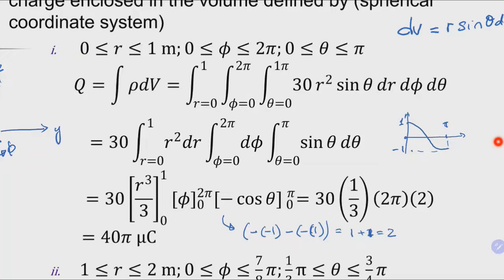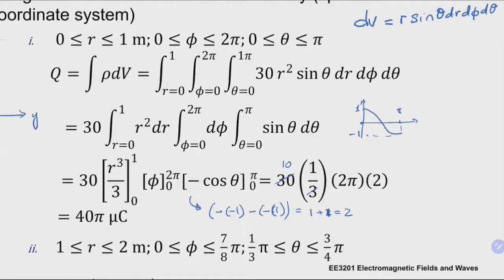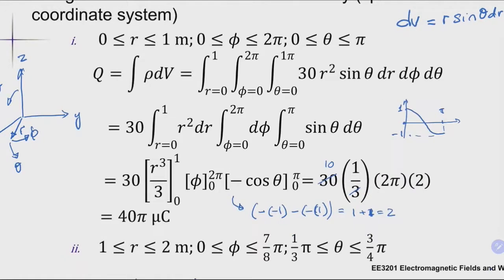And therefore 30, and 3, this gives us 10, times 2 times 2, that's 40 pi microcoulombs. Okay, so that's the example. So again, I want you to solve the second one with different limits. See whether you can solve this.